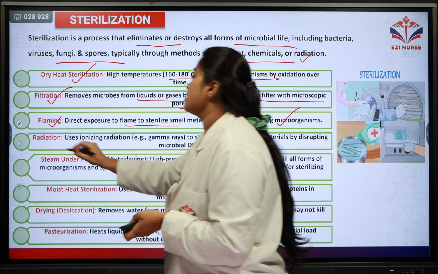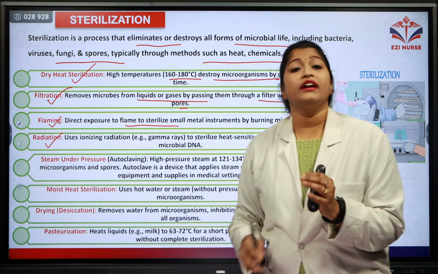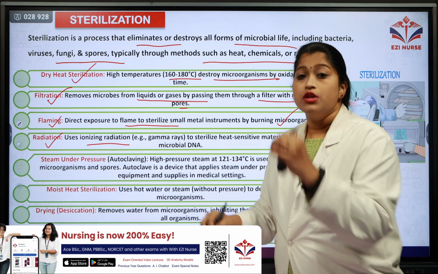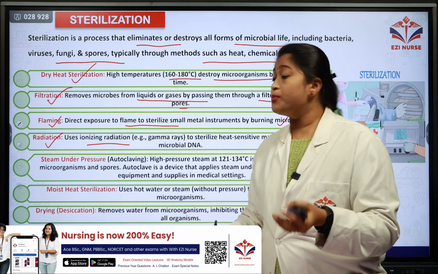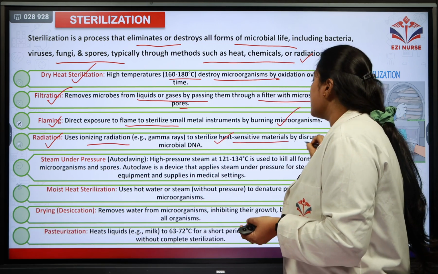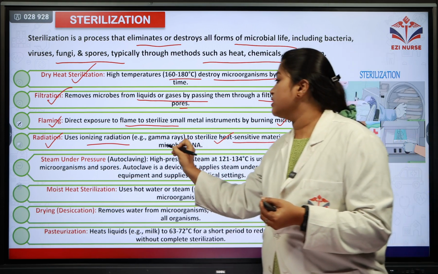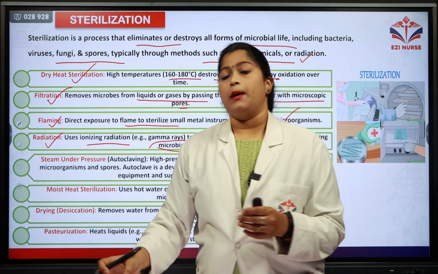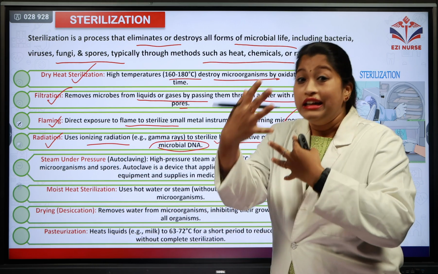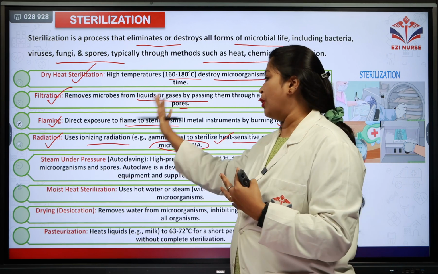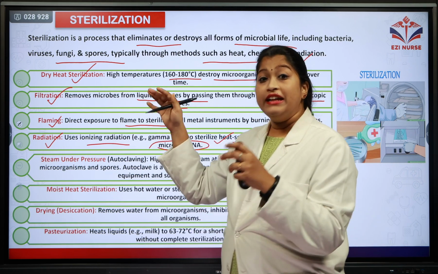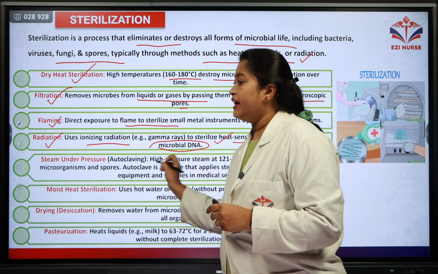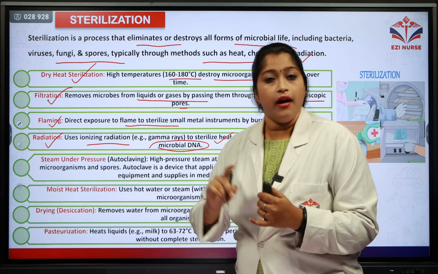The next process is the radiation process. What it does? It uses ionizing radiations like gamma rays. So these are the rays which are used in the radiation process to sterilize heat sensitive materials by disrupting the microbial DNA. The DNA of the microorganisms is disrupted. They are disrupting these microbial DNAs and killing the microbes with the help of these radiations, for example, the gamma rays.